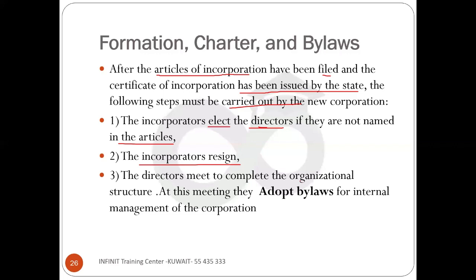The directors meet to complete the organizational structure. So now incorporators will resign and directors are selected, and directors will meet to complete the organization. And at this meeting, they adopt bylaws for internal management of the corporation. So we can think like this. You have a lot of shareholders. All the shareholders cannot participate in the decision making of the company. So the shareholders will choose directors. And these directors will be involved in choosing the management, who is going to manage the company, including the CEO.